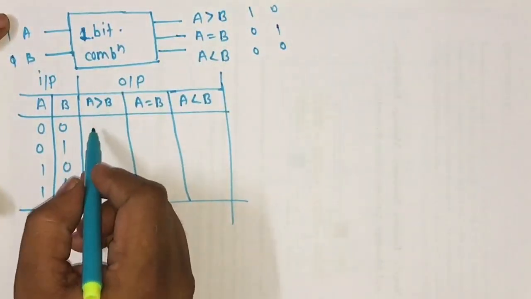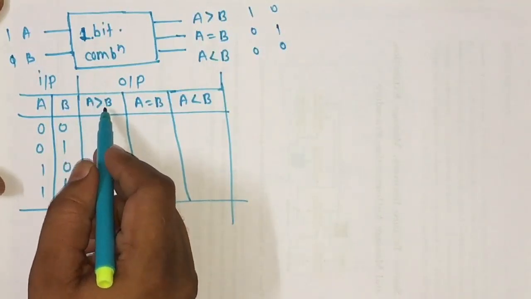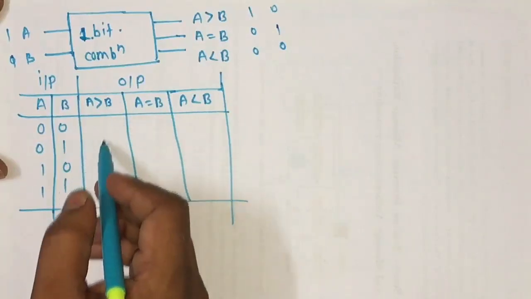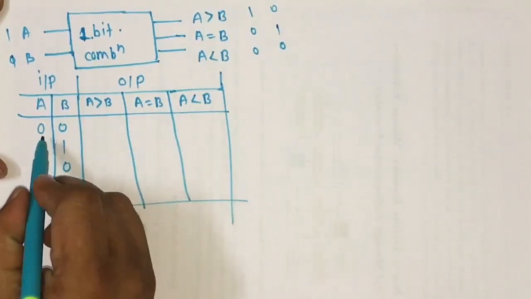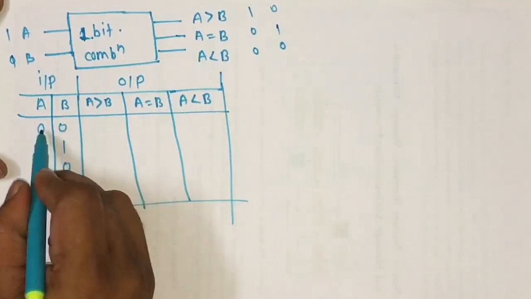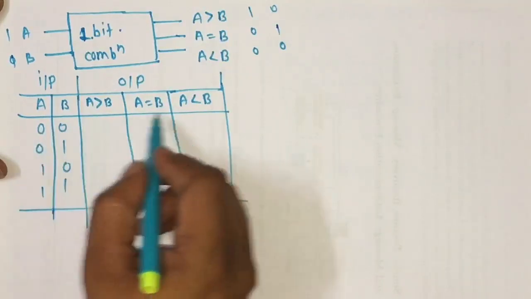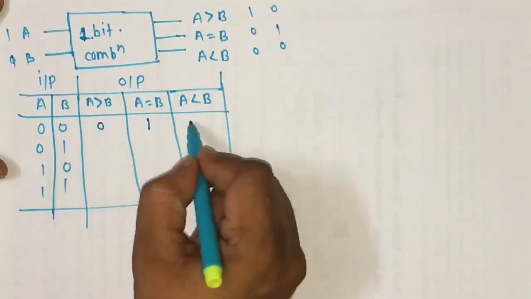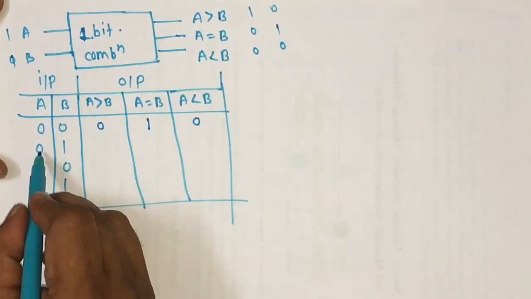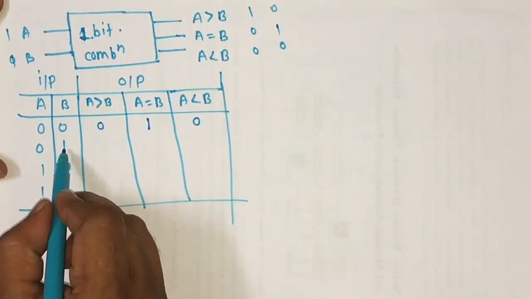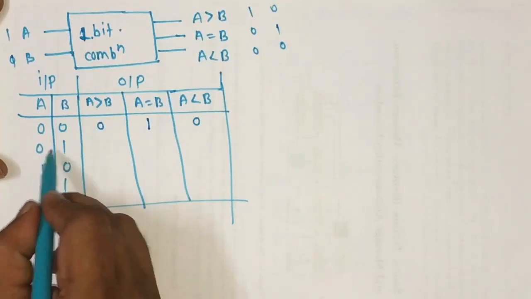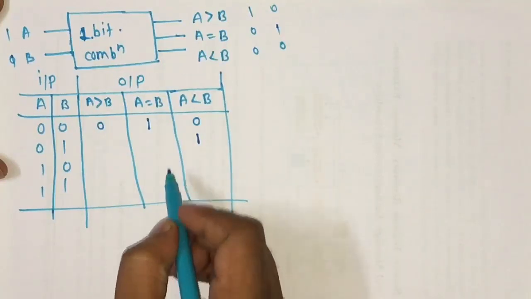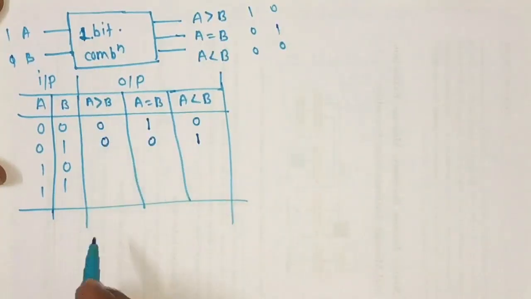So here, first one is A greater than B. Whenever A is greater than B, from the input condition we have to put a 1. Here 0 0 means both are equal, so A equal to B is 1 and the remaining are 0. For 0 1, B is greater than A, so that output is 1 and the remaining are 0.